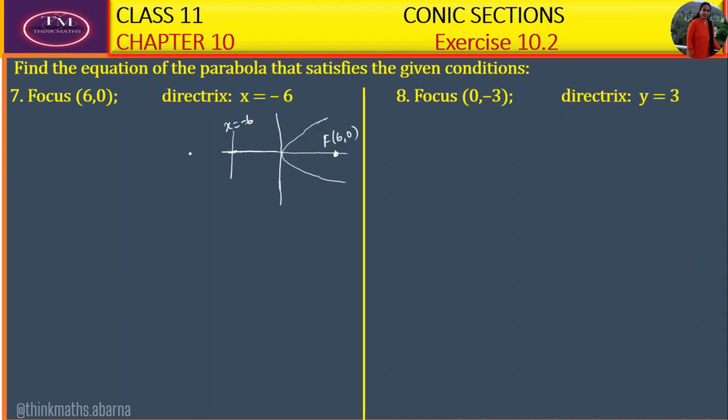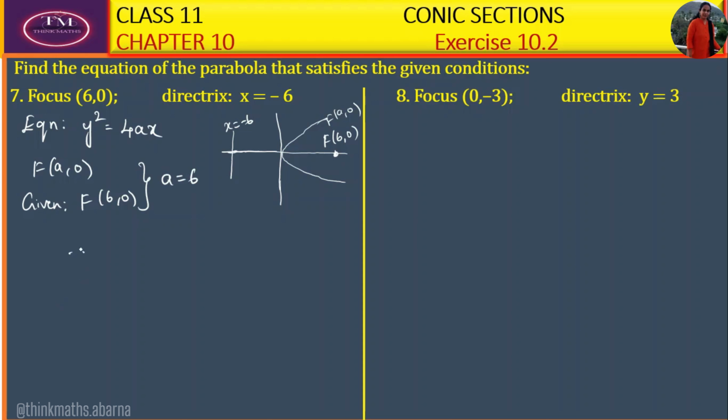So if it is so, the equation is y square equal to 4ax. Now what is a here? It is 6. So focus is a comma 0. What is given? Given focus is 6 comma 0. So this means a is equal to 6. Okay, therefore equation will be y square equal to 4 into 6x, which is 24x. Y square equal to 24x is the equation of parabola. Very simple.